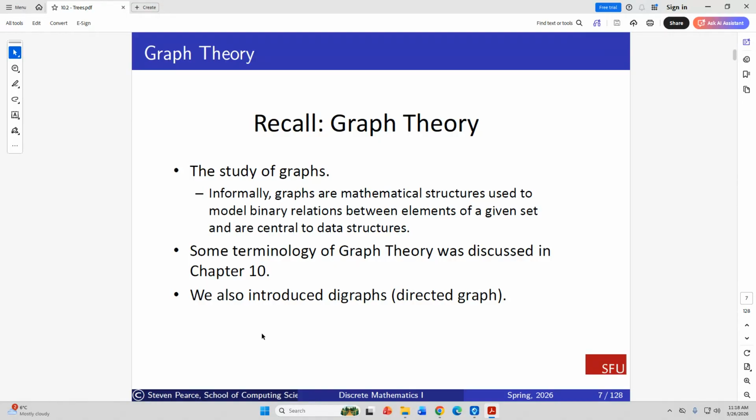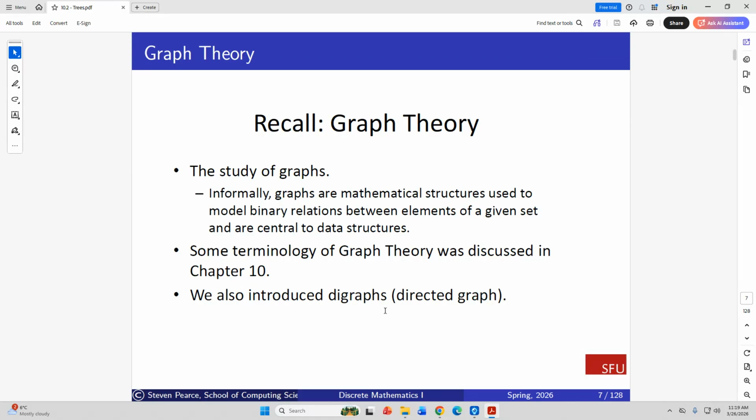Don't forget that. That's what a graph is. Fundamentally, it is a mathematical structure used to model binary relations. So, it's a natural next step past relations and functions between elements of a given set, and are central to data structures. Of course they are. Data structures relies very heavily on this. Graph terminology in chapter 10.